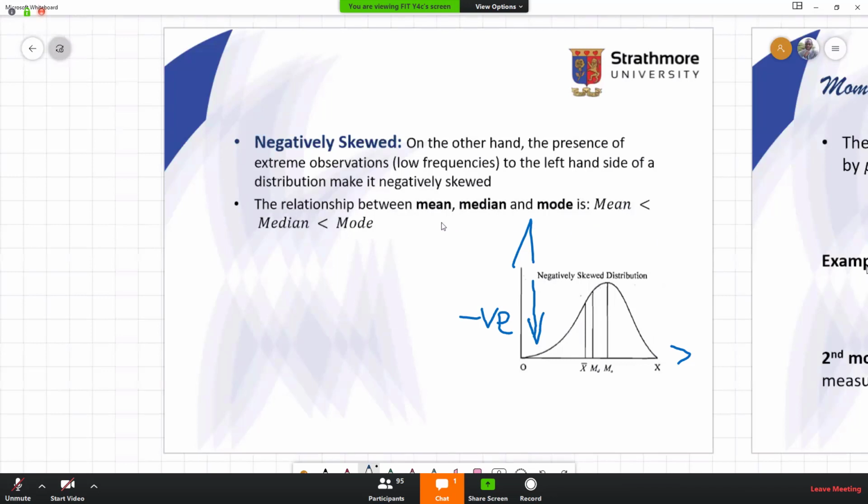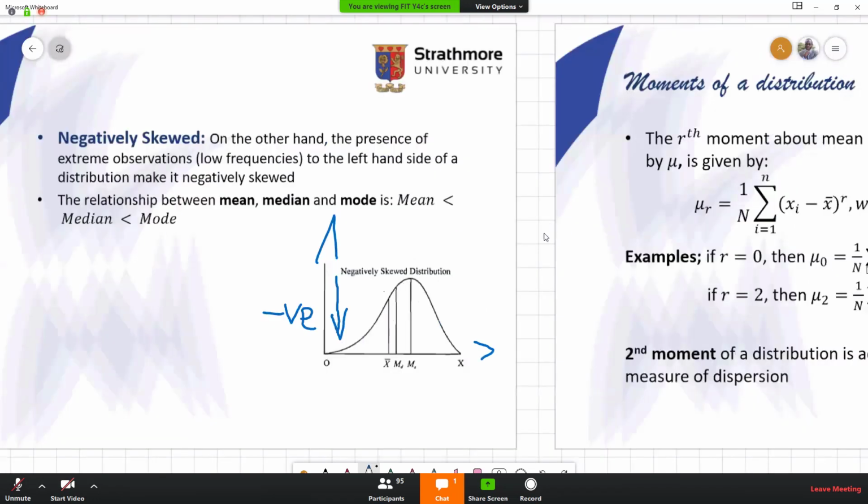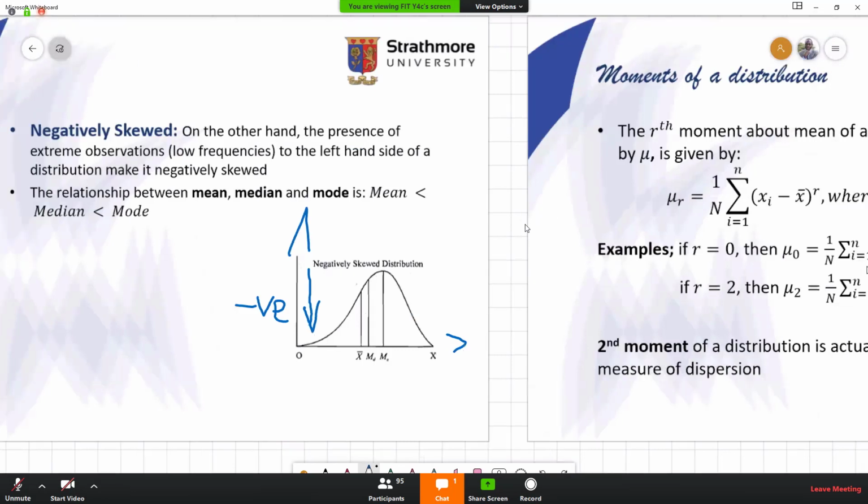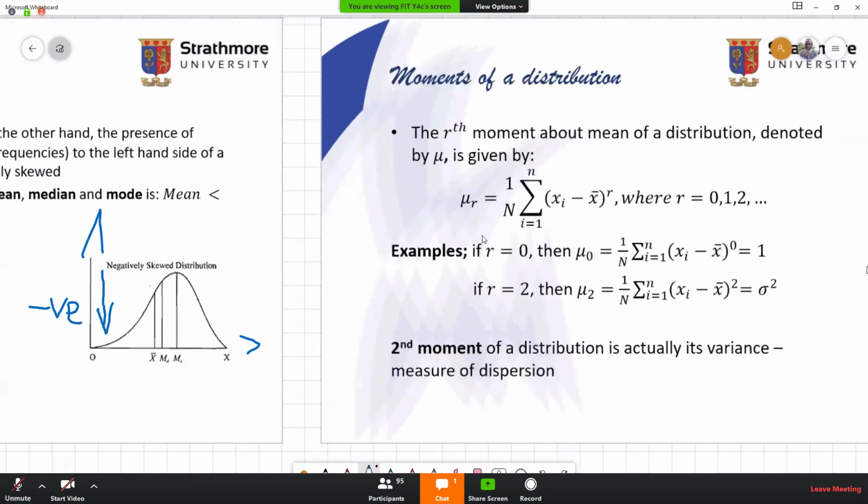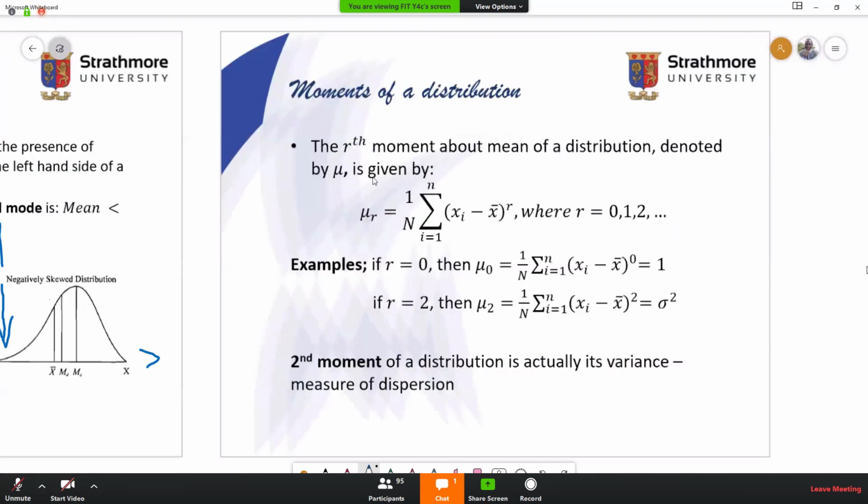So how do we compute these things? How do we compute the skewness of a graph, which we are going to do in a moment? Before we compute the skewness of a distribution, I'm going to introduce the moments of a distribution. What is the moment of a distribution?